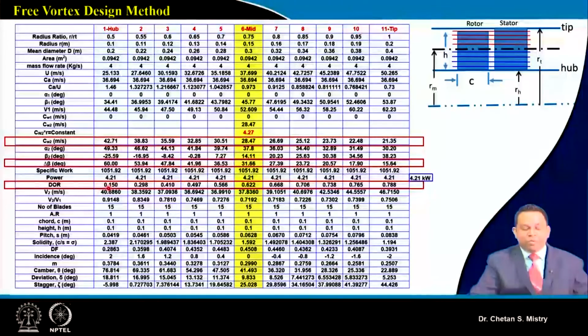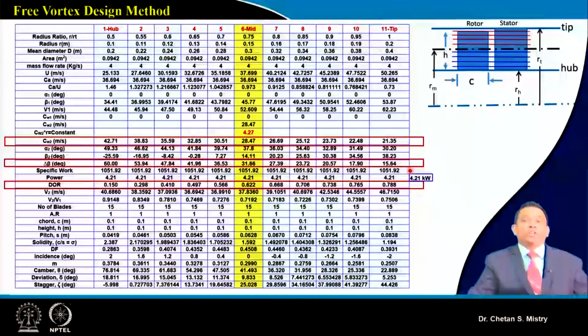In the same way, this is representing how my degree of reaction is varying from hub to the tip. Now in this case, my power requirement is coming to 4.21 kilowatts. If I average it throughout my span, this is the amount of work that is required. And as we have discussed earlier, this will help us decide the capacity of the motor.